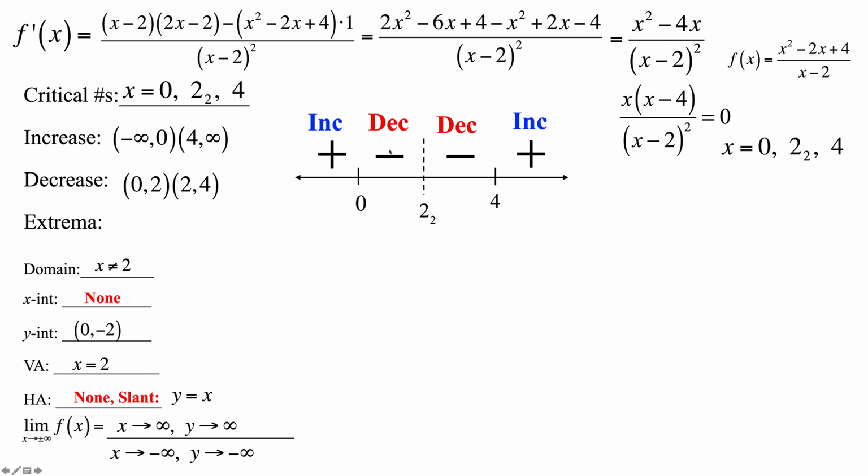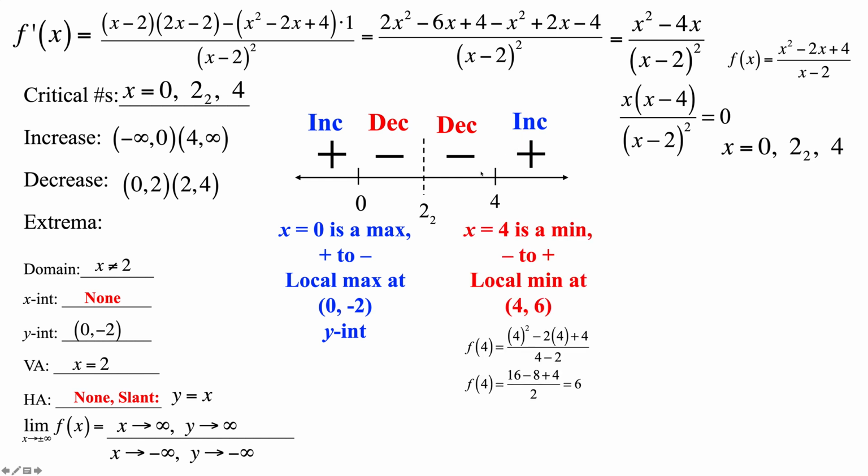Increase to decrease, relative max or local max at (0, -2). That's our y-intercept. Decrease to increase, so at 4 there will be a relative min. So plug the 4 into the original function. That's what I did here and came up with 6, and there's my y-coordinate.